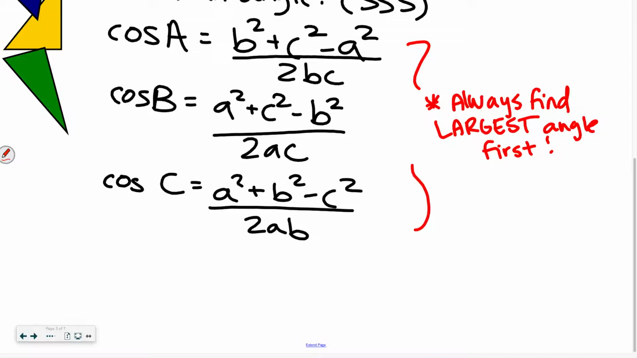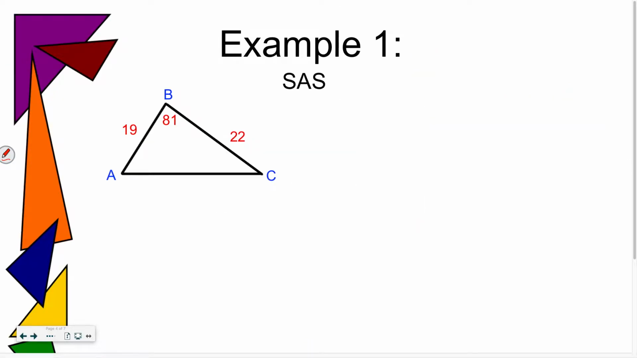So whichever side is labeled the biggest, like if side A is the biggest, then you can find angle A first. And at that point, you can switch over to law of sines, or you can continue to use law of cosines. I like to use law of cosines over and over again, but you can switch over if you want. Okay, let's do some examples, and then you'll have some time to work on your homework. We'll do our first example, side angle side.